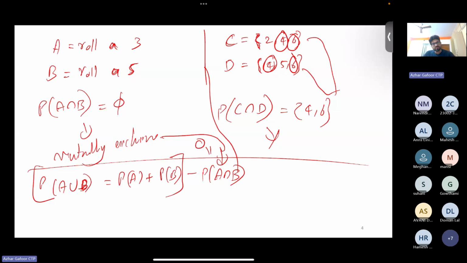Mutually exclusive should not be confused with independent events. Independent events are those in which the occurrence of one does not affect the probability of the other. We will see examples when we see what an independent event is.